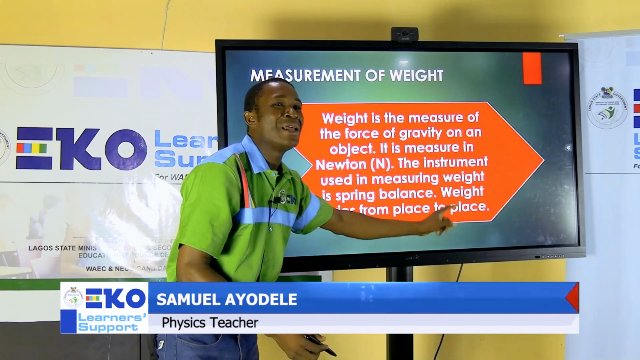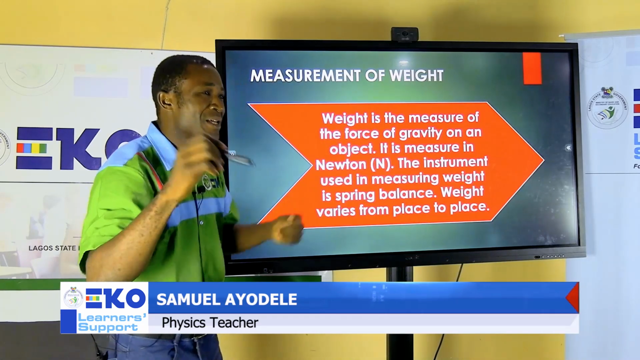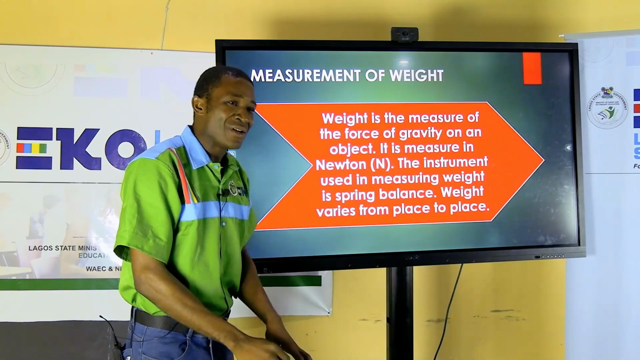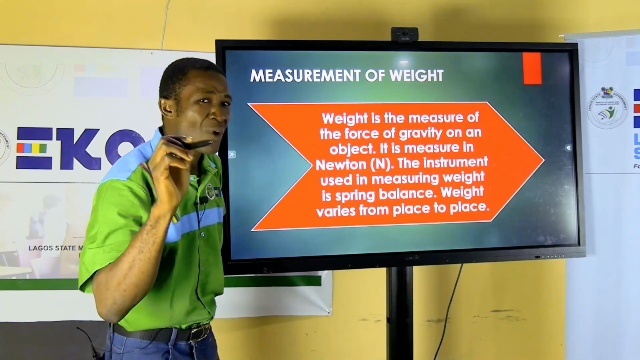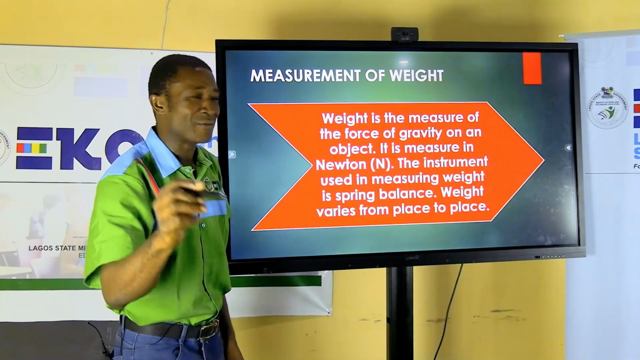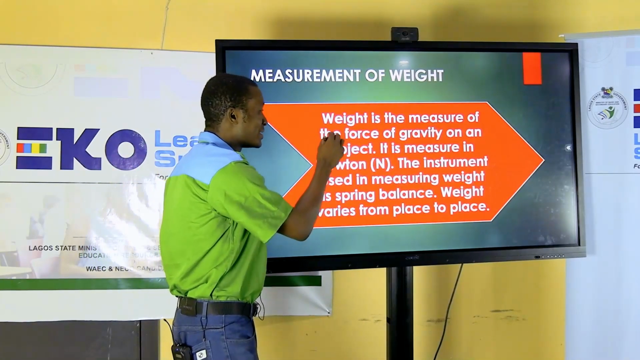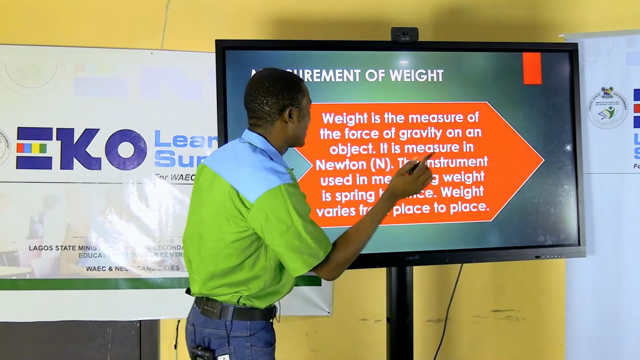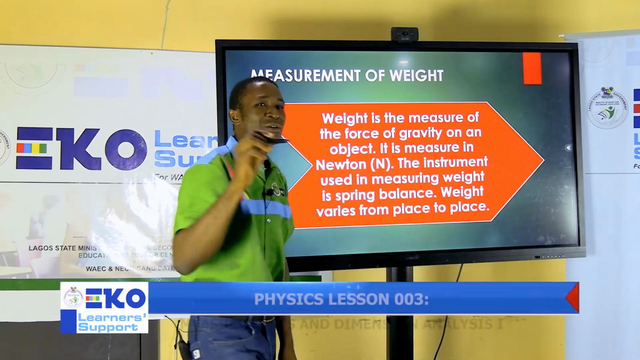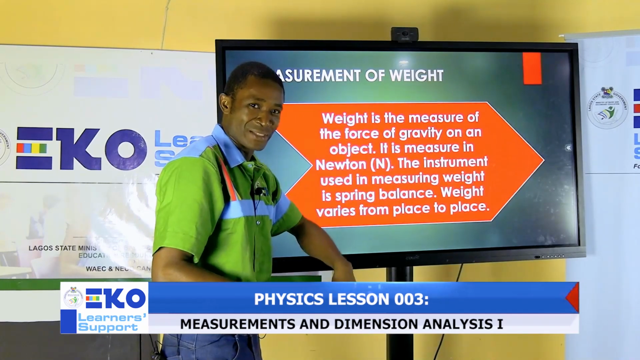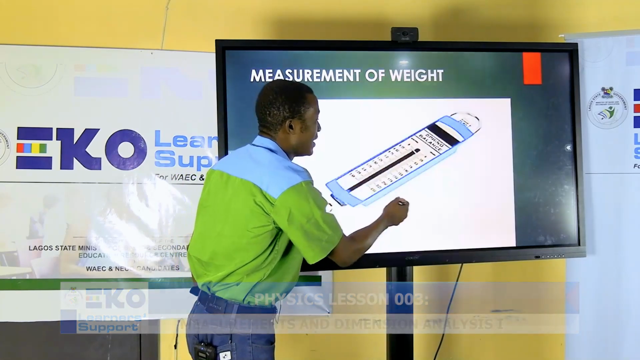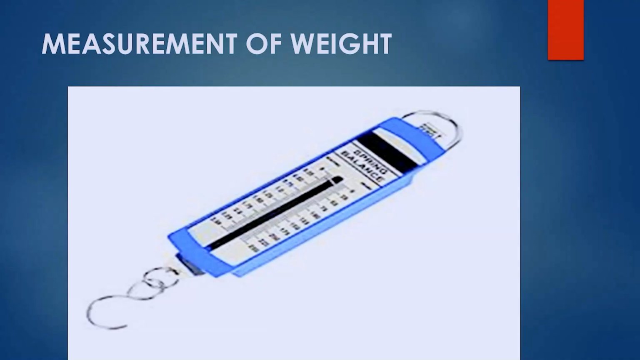Weight varies from place to place, which means that if you are here in Nigeria and you take your weight, you can get to the US and your weight will be slightly different. Why? Because of the value of acceleration due to gravity. Remember that weight is equal to mg, which, like we said, is a measure of the force of gravity. So because the value of acceleration due to gravity changes, it affects the value of weight. That is why weight varies from place to place. So this is the diagram of a spring balance for measuring weight.